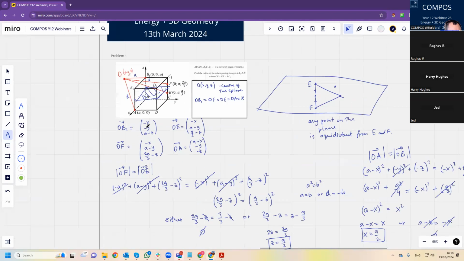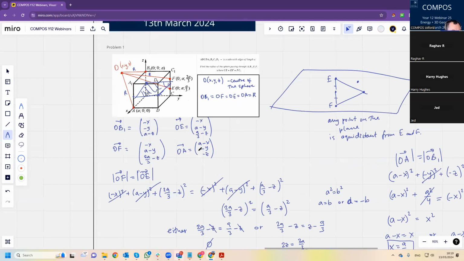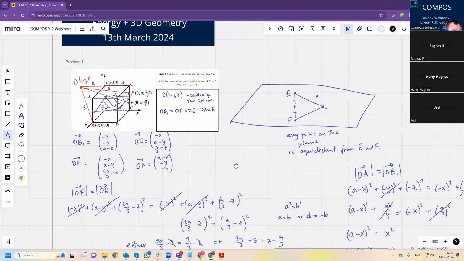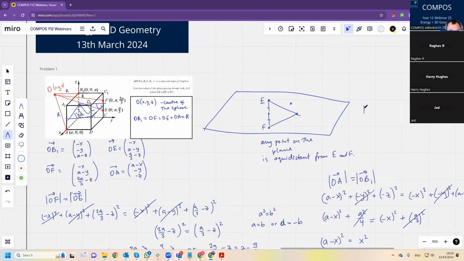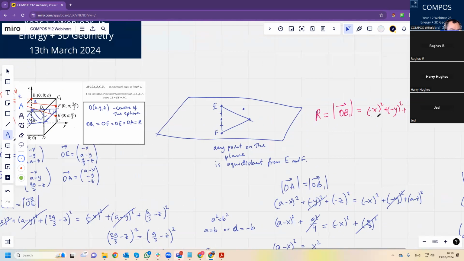And then it's a simple method. Well, radius is, take the easiest one. Radius is OB1. So use magenta. Radius is modulus of OA. Sorry, OB1. I wanted to take OB1. And that is minus x squared plus minus y squared plus a minus z squared square root, of course.